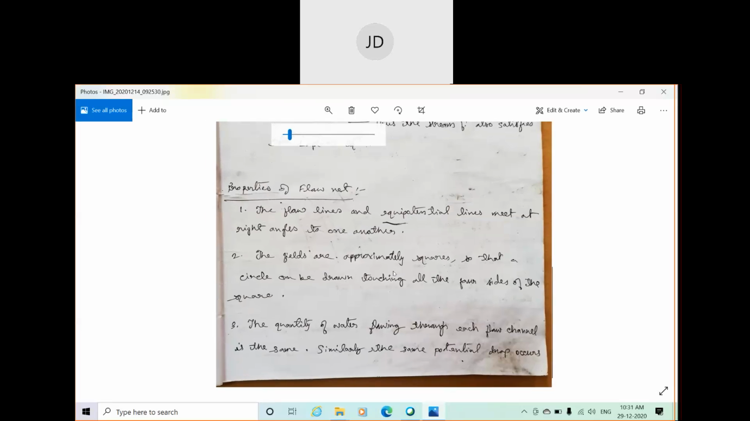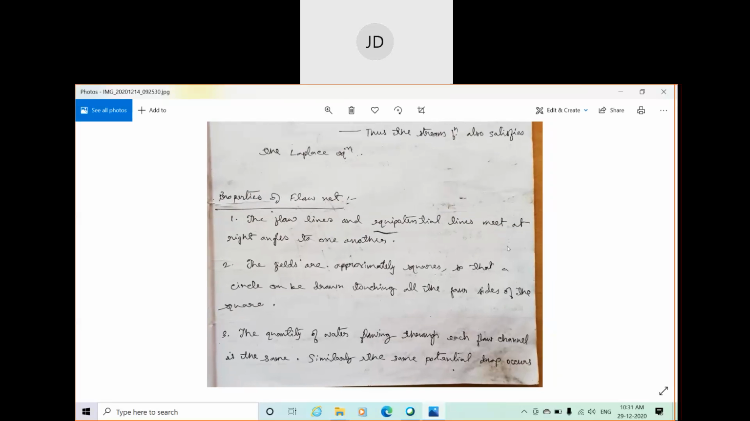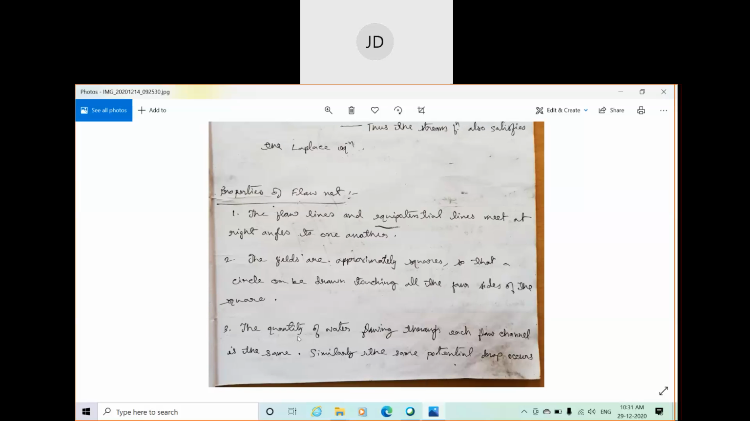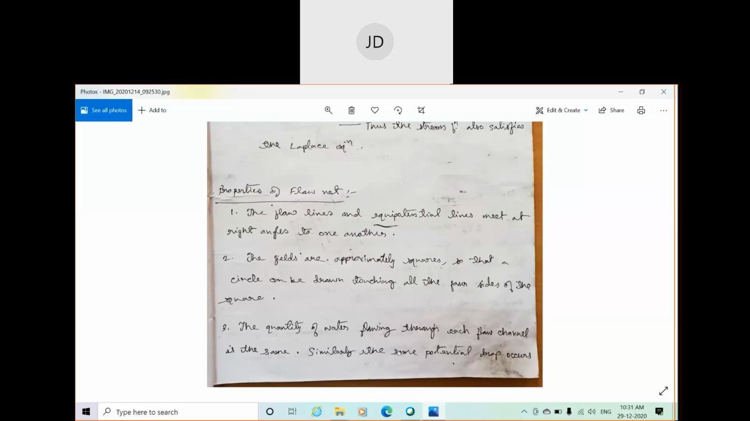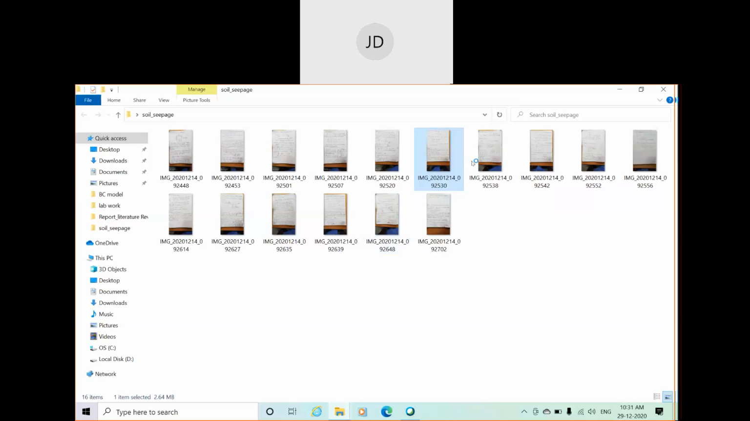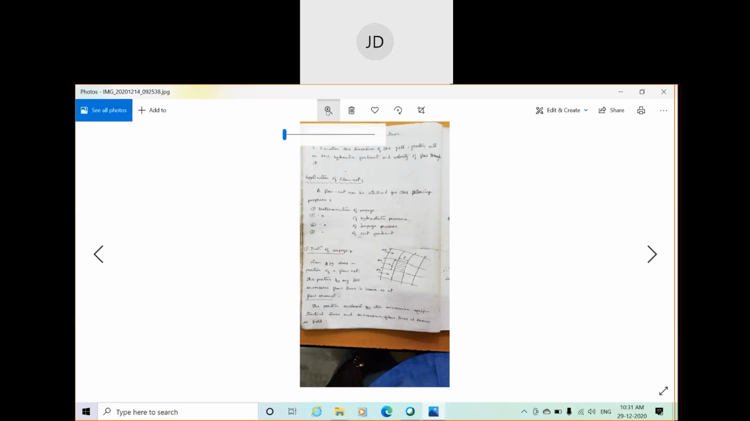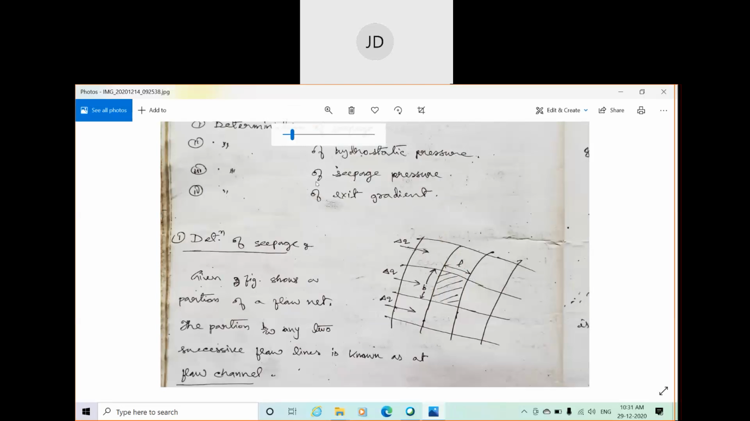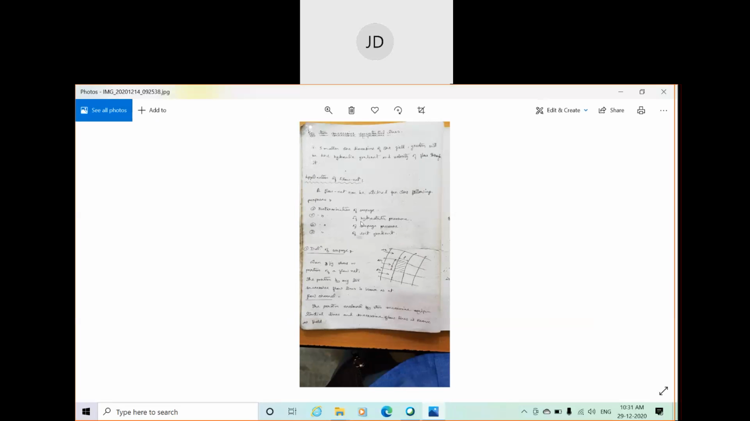Regarding properties of flow net, it is already discussed in the last class. That means equipotential lines and flow lines are mutually perpendicular to each other. Fields are approximately square so that a circle can be drawn touching all four sides of the square. Then the quantity of water flowing through each flow channel is the same. Even hydraulic drop or potential drop occurs between the successive equipotential lines, also the same.